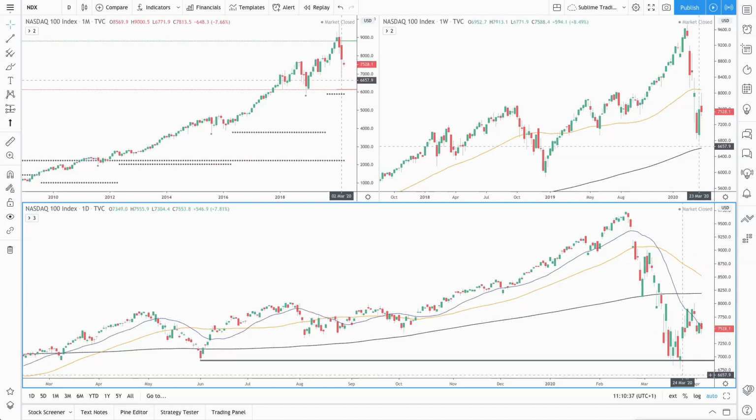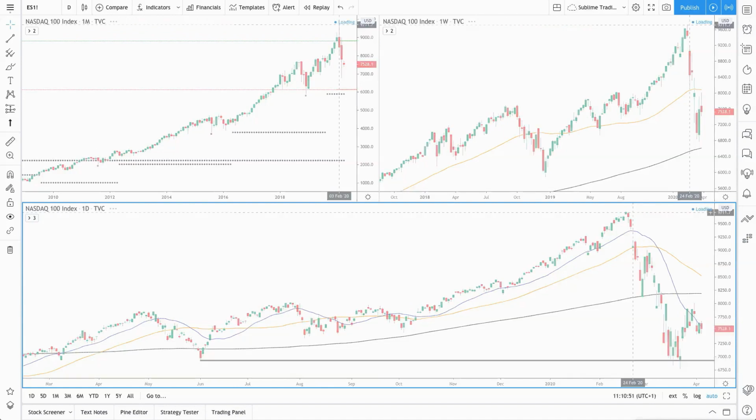Very similar setup. If we see a break and a close below the low of March, we could see further weakness. If price moves towards the 200 moving average and then starts gaining strength back to the all-time high, then expect the Dow Jones and the S&P 500 to follow.